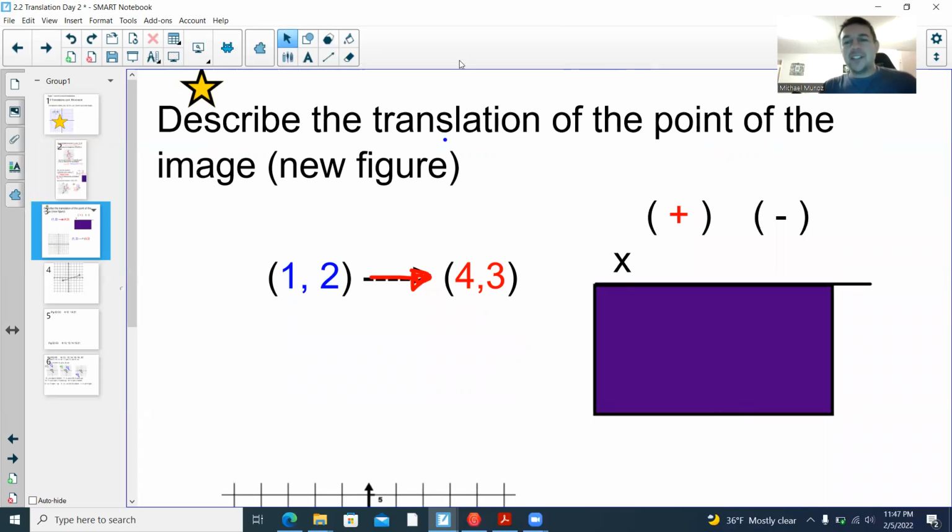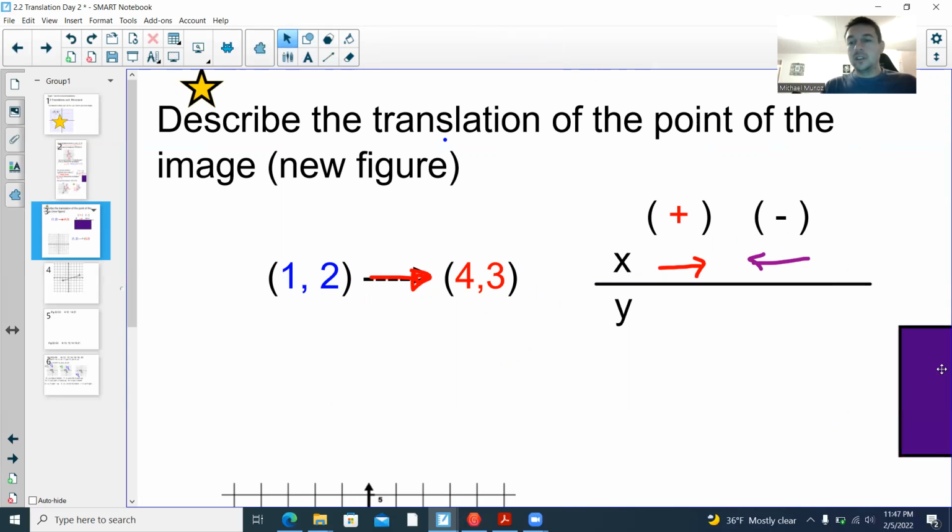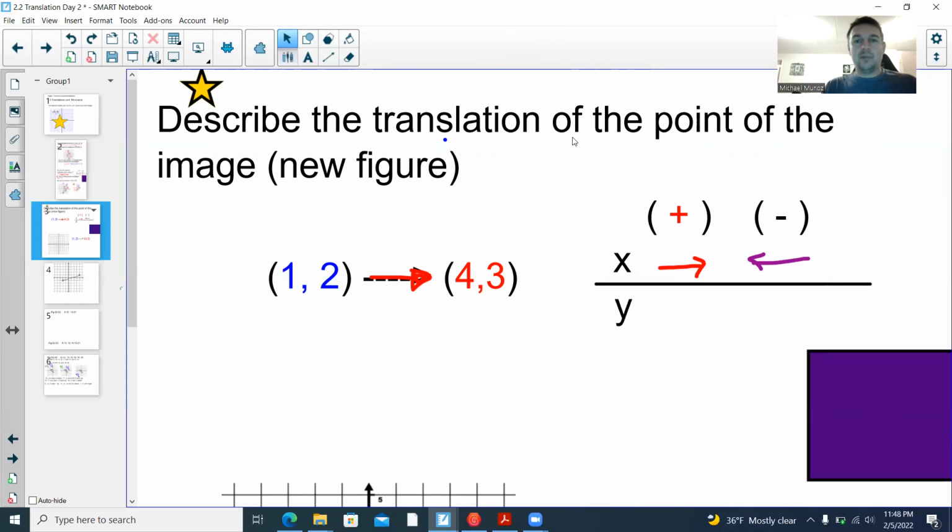If I'm looking at my x's and I started with my positives, remember my positives are going to go right. In this one, we're dealing with only positives, but our negatives are going to go left for x's. And then for y's, it's going to go up for positive, down for negative. So we want to describe what's happening from this dot, this one dot on a graph, to the new spot that it moves right here.